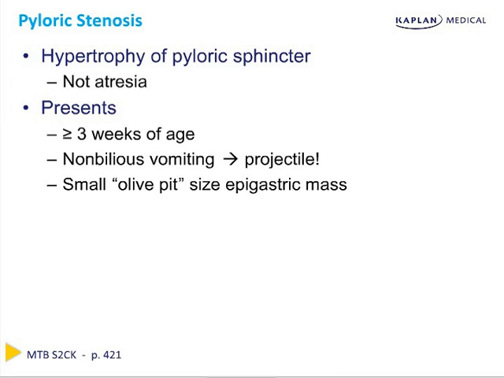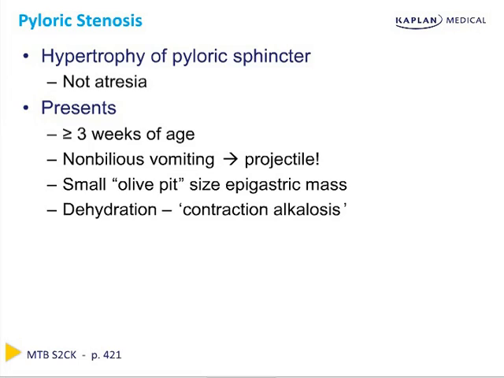And there's another form of vomiting, intussusception, that also has a mass palpated on the abdomen, but is described as a sausage. And that's intussusception. So think olive pit, small mass, epigastric in region, that's pyloric stenosis.